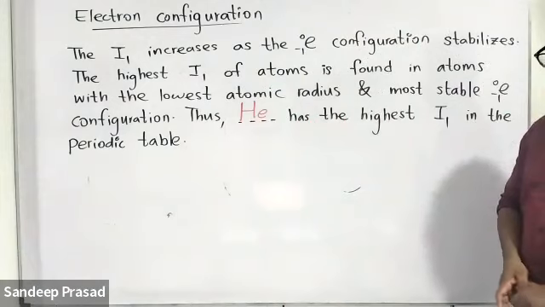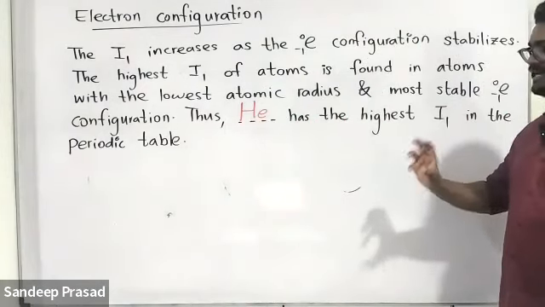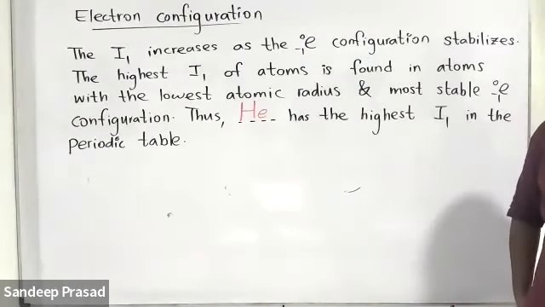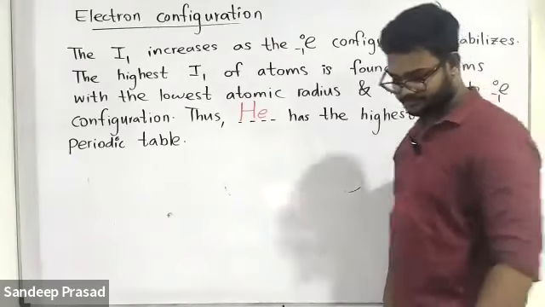Remember students, very, very important now. The highest first ionization energy belongs to helium in the periodic table. Got it? Okay. Write down this one.